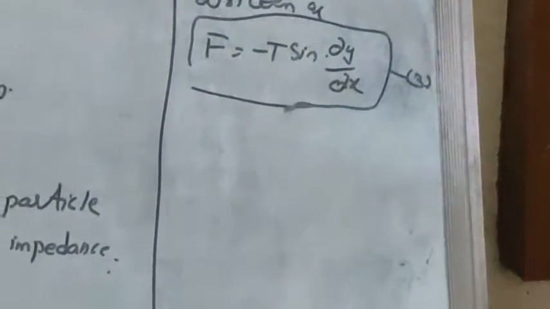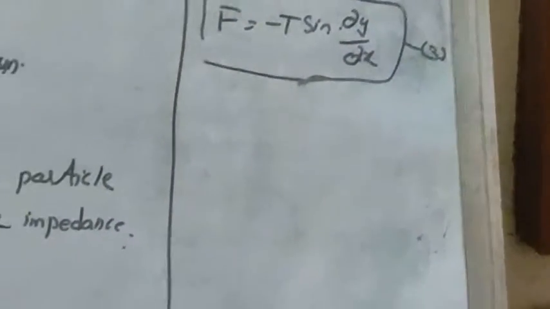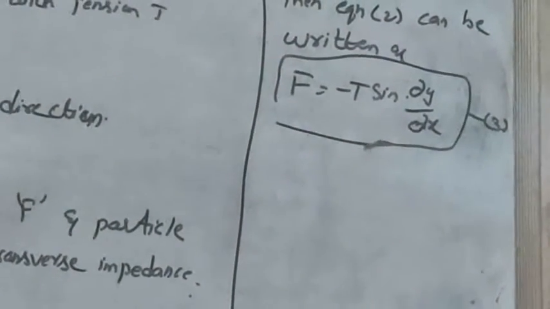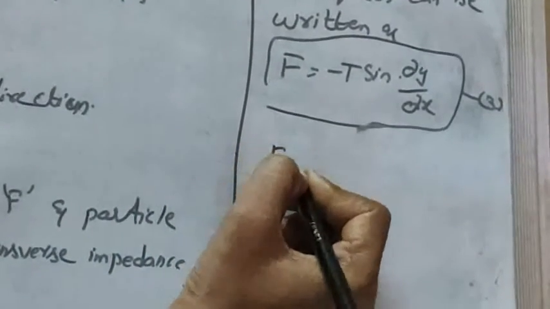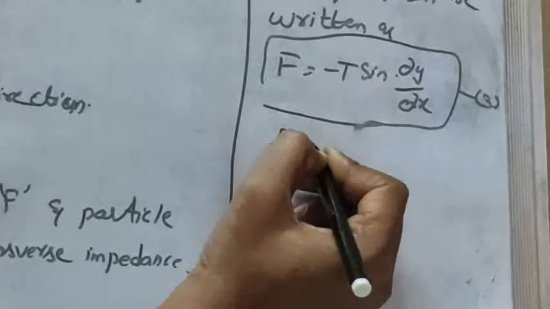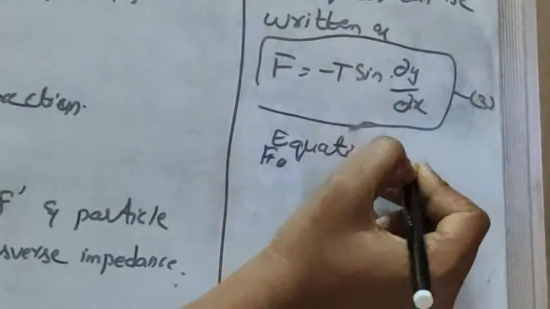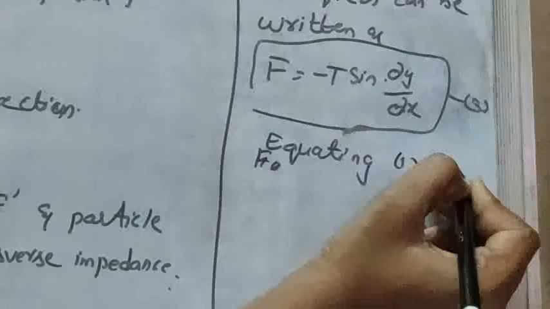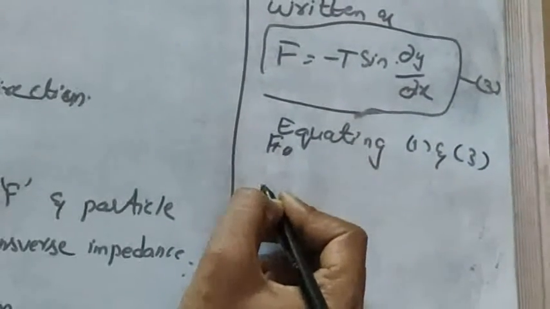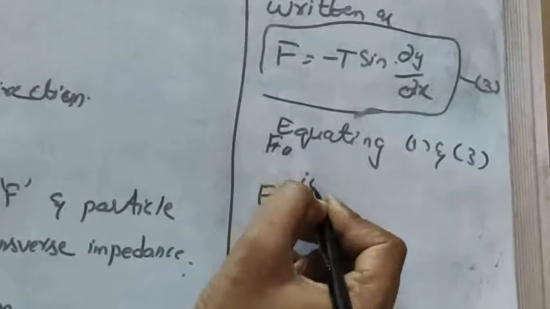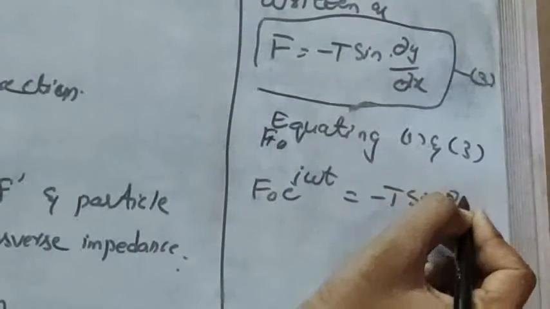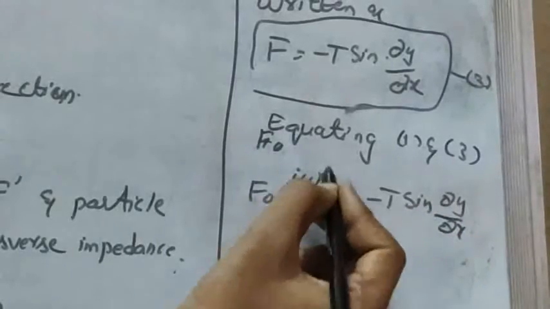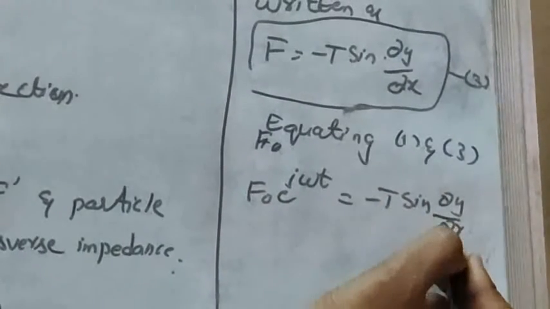Now equating 1 and 3. The left-hand sides are the same, so I am going to equate 1 and 3. So what you will get? From equation 1 we have F naught e power j omega t is equal to minus T sine theta, which is ∂y/∂x, from equation 3.